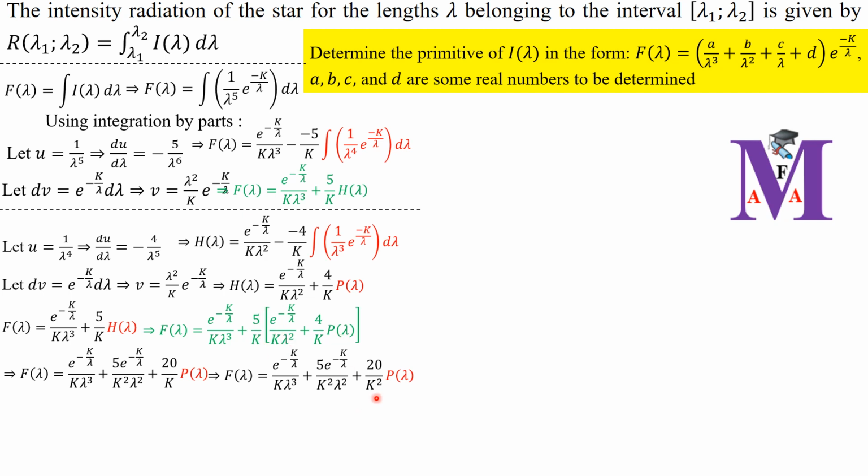Multiply with the second term here, we get 20 over k squared p of lambda. Alright, so that's our f of lambda. Okay, so we are now going to integrate p of lambda using integration by parts again. p of lambda is the integral in red here. So we do the same thing.